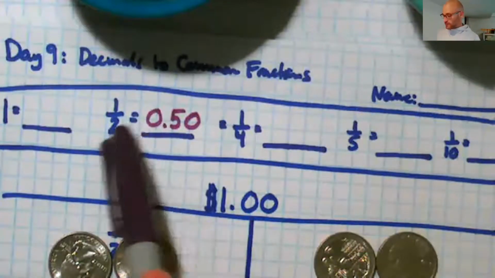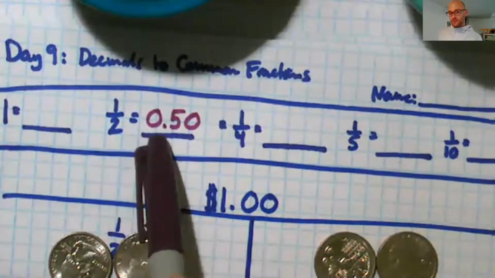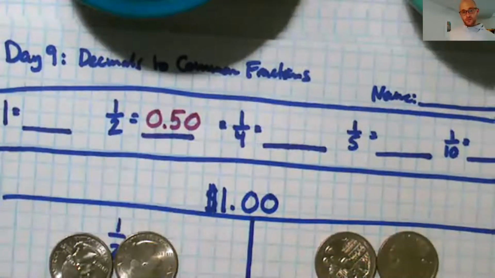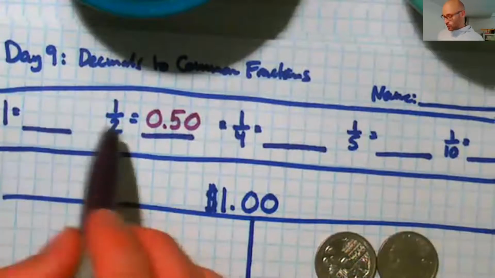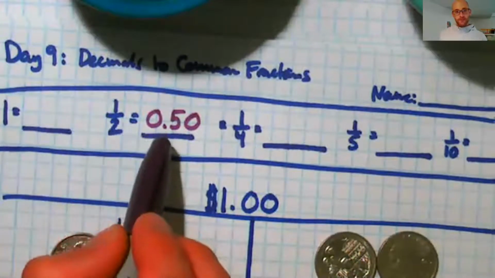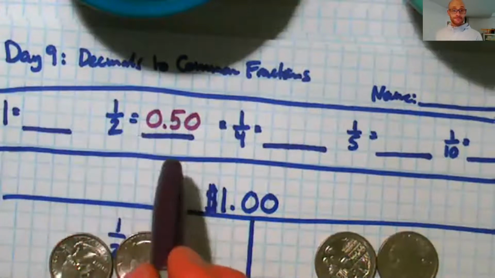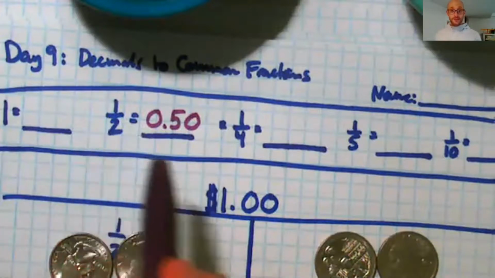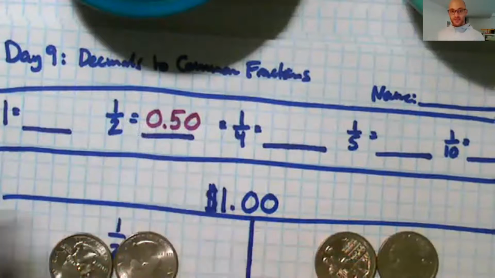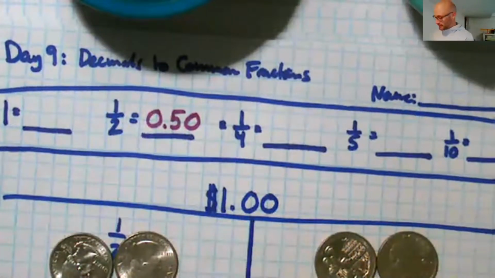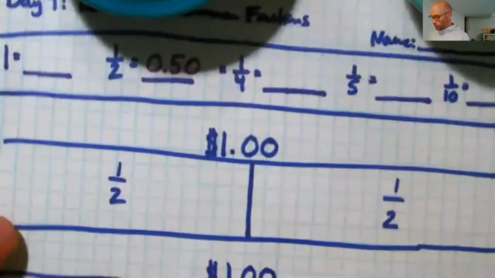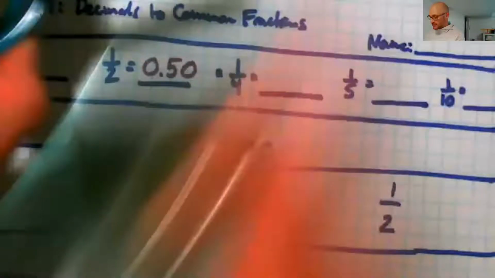And here maybe a statement as third graders of that connection between those two things. 1/2 equals 0.50 or 50 cents. 1/2 is 50 cents. 1/2 is 0.5, 50 hundredths, 5 tenths, any of those names. That's pretty cool. Okay, let's try $1, and this time we're going to try and split it into 4 equal parts.